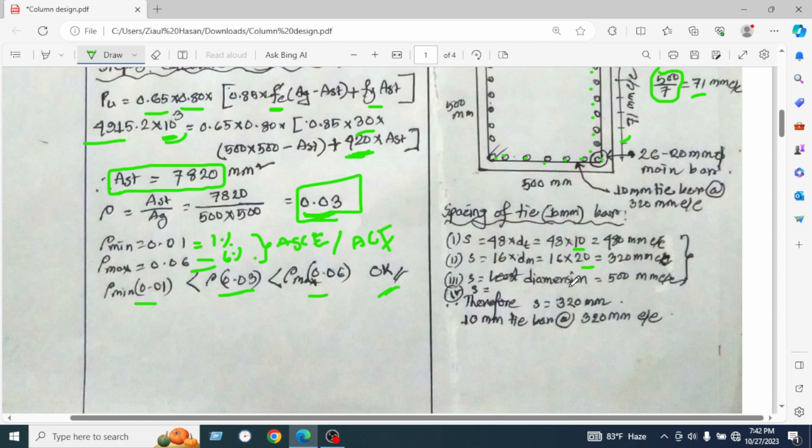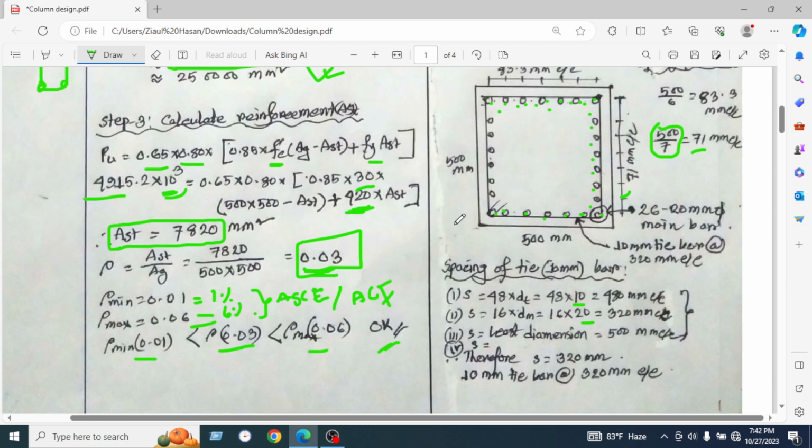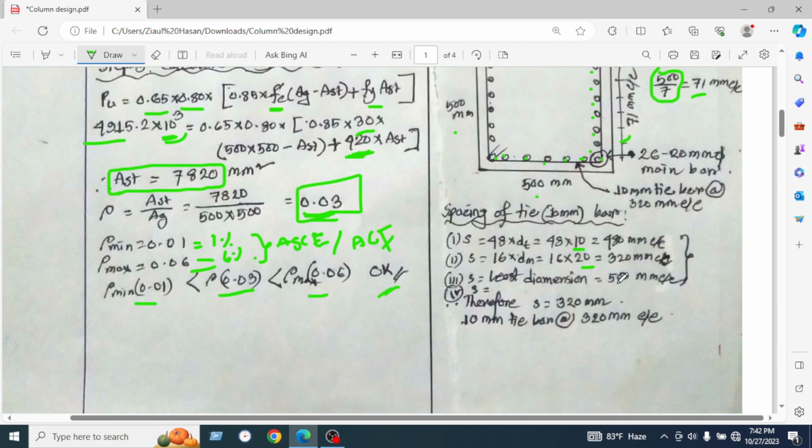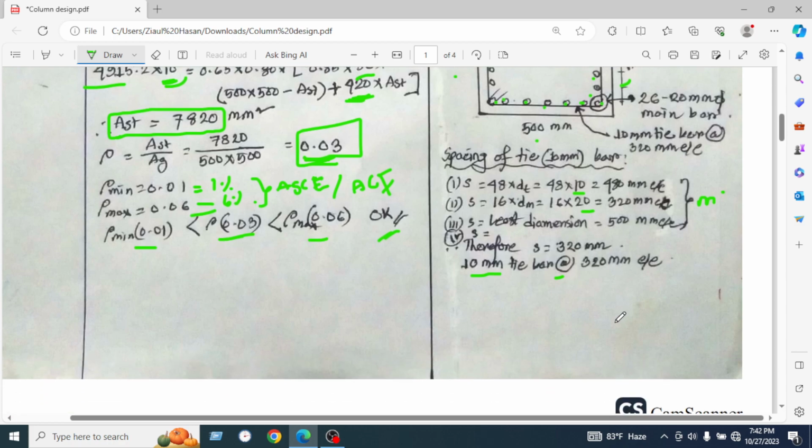And the least dimension of the column. Least dimension means column dimension. Column dimension 500 into 500. So we have used the 500. And we have taken the minimum value from here, the minimum value of 320. So a 10 millimeter tie bar will be used at the rate of 320 millimeter.